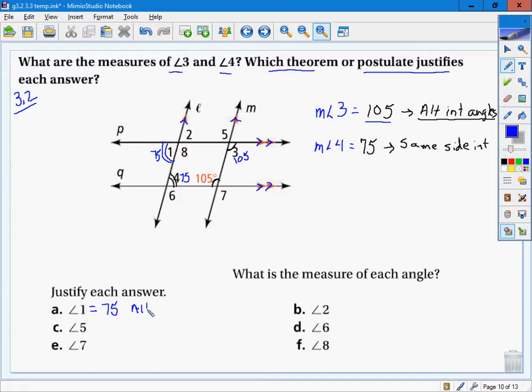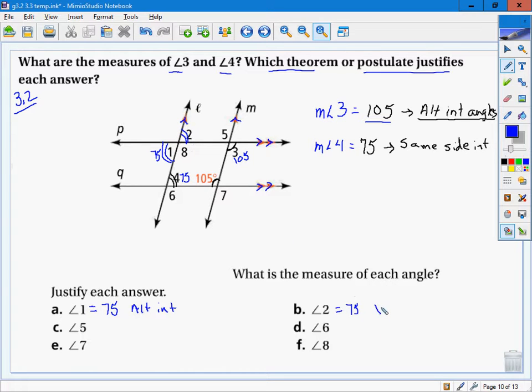Alternate interior. I think that's the last one that realistically only has one way of stating it. All the rest are going to have multiple ways that I could come up with that answer. Angle 2. How big is angle 2? 75. It is 75. There are multiple ways that I could have come up with that.